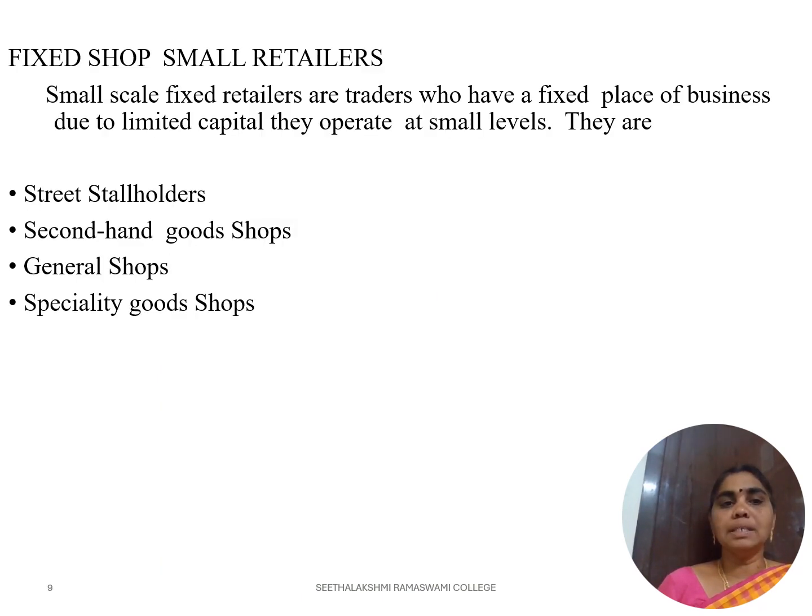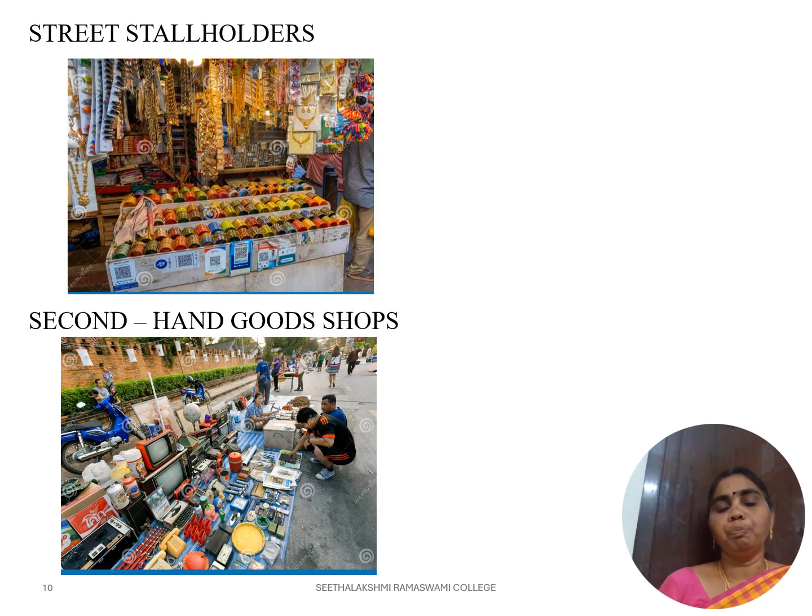The next broad heading is fixed shop small retailer. The small scale fixed retailers are the traders who have a fixed place of business. Due to limited capital, they operate at a small level. They are street stall holders, second hand goods shops, general shops, and specialty goods shops. Now we see street stall holders. The street stall holders have their shops in the busy street. Once it is located in a place, then it is more or less permanent.